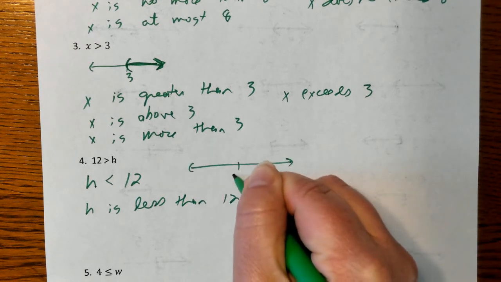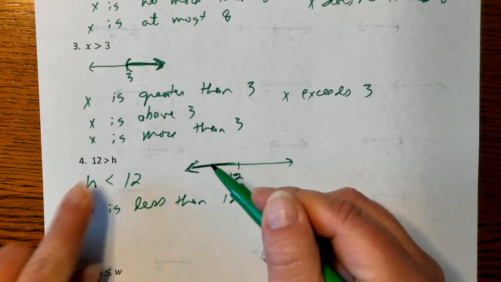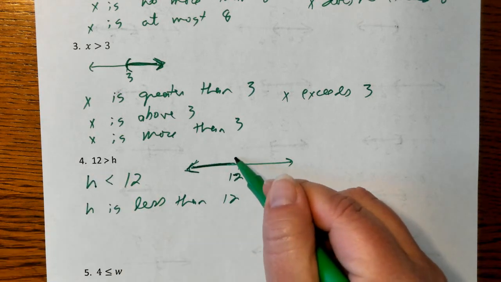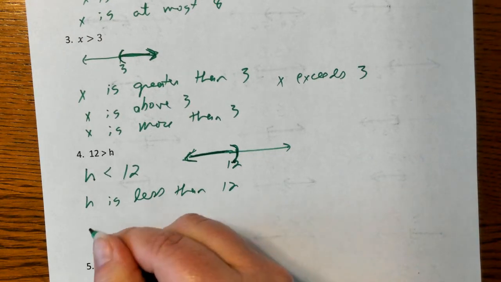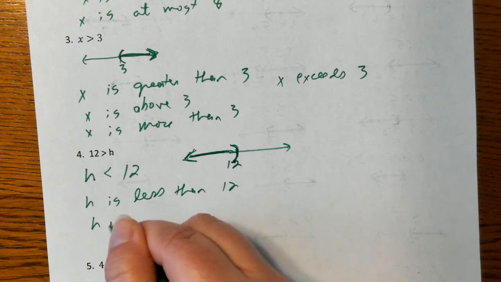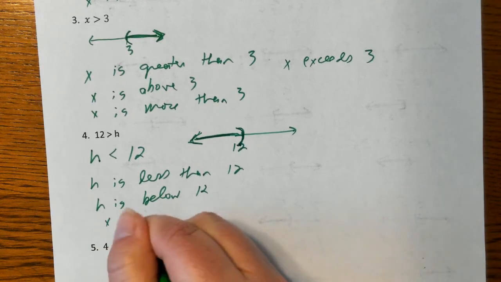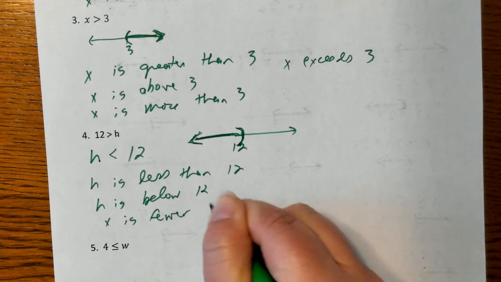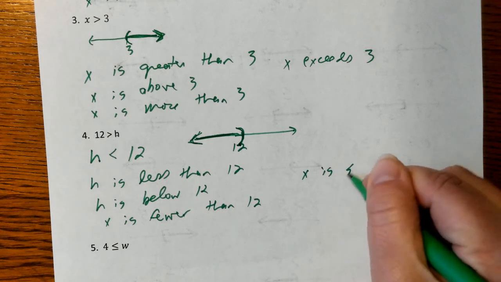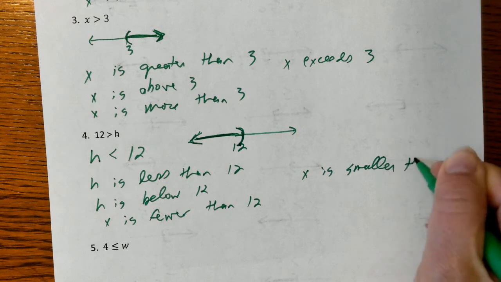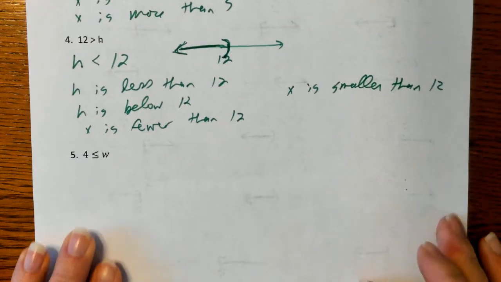Again, if you did a graph, 12 would be here in the middle, and we would be shading to the left because h is smaller than 12, or 12 is bigger than h. And we put a parenthesis because it can't equal 12. So we could say h is less than 12. We could say h is below 12. We could say h is fewer than 12. We could say h is smaller than 12. Okay, those are all acceptable. There's probably other ones too, but those are 4 good ones.